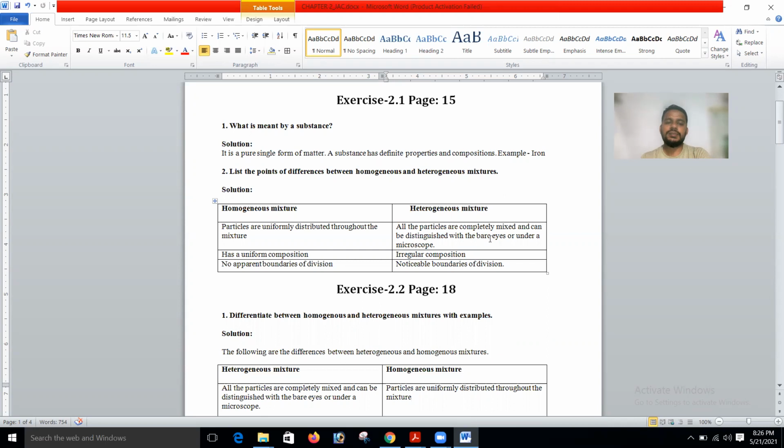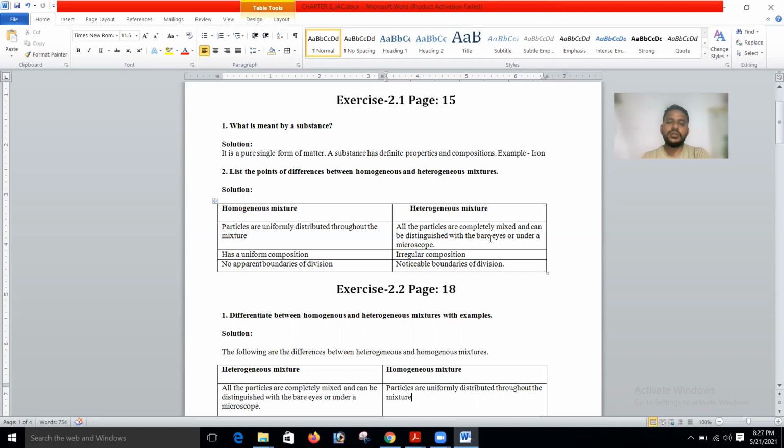So the second simple difference is that a homogeneous mixture has uniform composition, but a heterogeneous mixture has irregular composition. Okay. Next, the third simple difference is that there are no apparent boundaries of division.